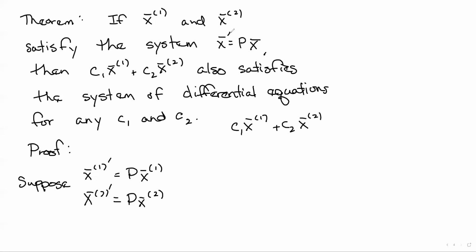Now I'm taking this and plugging it in on the left-hand side. So I have this prime. The prime here is just a derivative. And what do we know about derivatives from calculus? We know that they distribute over addition, and the derivative of a scalar multiple is the scalar times the derivative. In other words, you can go through and do this.